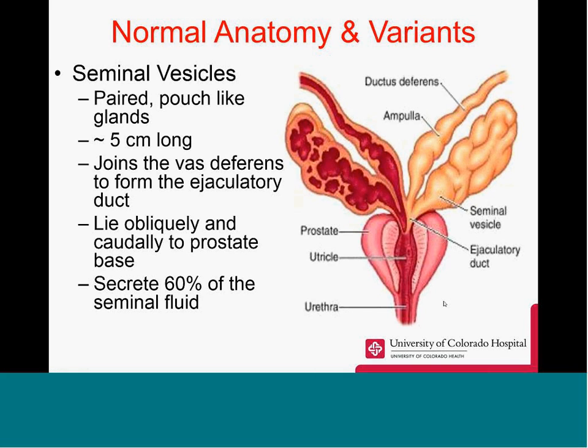The seminal vesicles are a paired pouch-like gland, approximately 5 centimeters long. They join the vas deferens to form the ejaculatory duct here at the base of the prostate. Here is our vas deferens coursing, meeting with the seminal vesicles to form the ejaculatory duct. They do lie obliquely and caudally to the prostate, and they secrete about 60% of the seminal fluid.